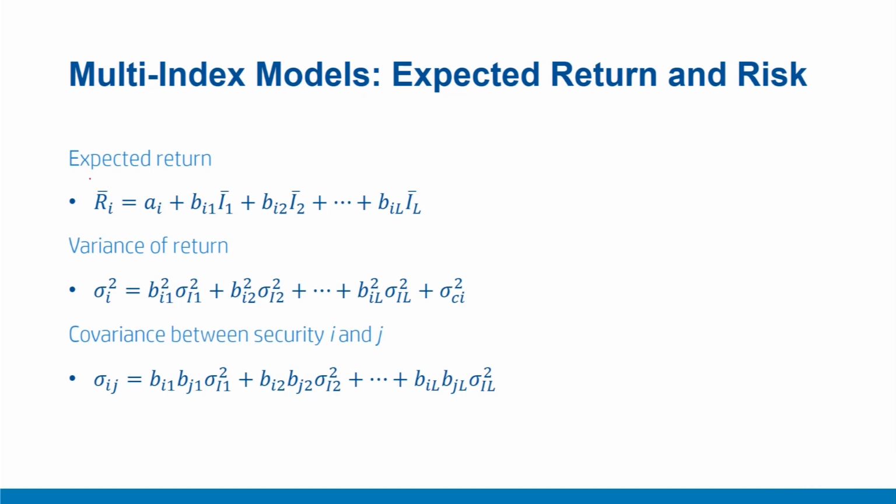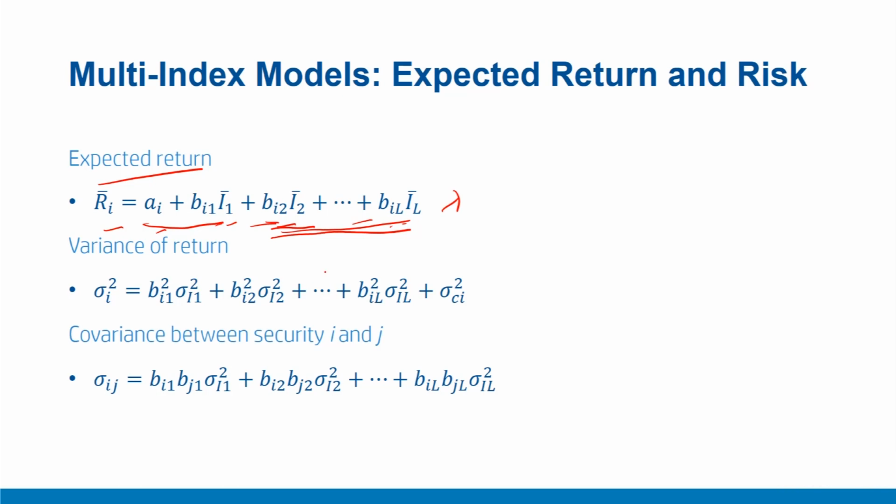For example, for expected return, Ri bar equals alpha i plus Bi1 into I1 bar plus Bi2 into I2 bar and so on up till Bil into Il bar. While the expression up till here is very similar to single index model, in a very identical fashion we introduce other indices and their sensitivities with respect to security i, that is Bi2, Bil and so on. So this is our expected return expression.